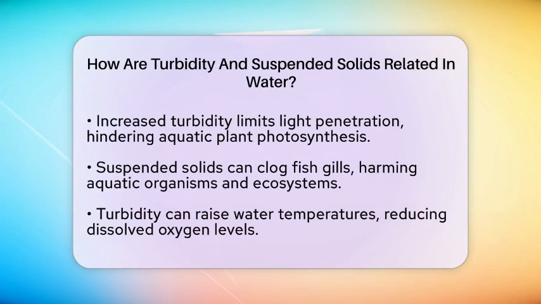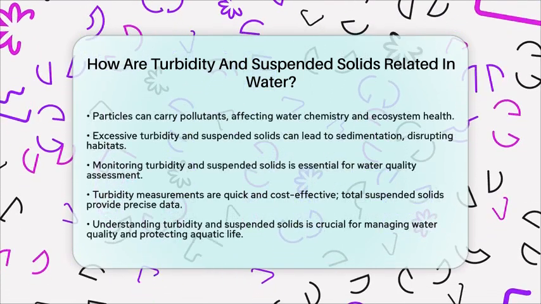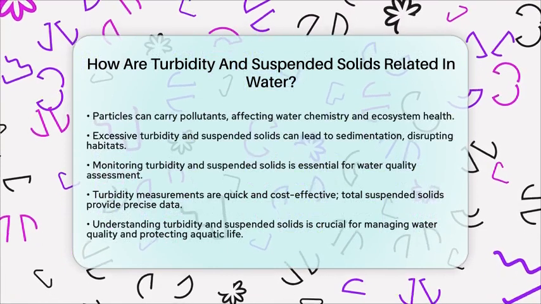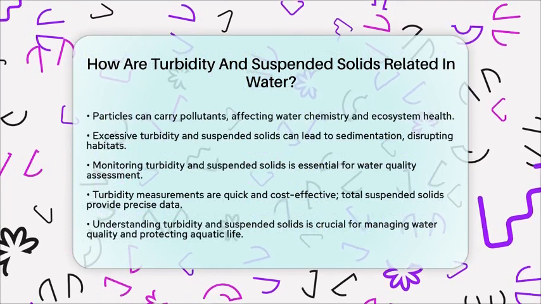Turbidity can also raise water temperatures by absorbing more sunlight, which can lower the levels of dissolved oxygen that aquatic life needs to survive. Moreover, these particles can carry pollutants on their surfaces, affecting the water chemistry and overall health of the ecosystem. Excessive turbidity and suspended solids can lead to sedimentation, where particles settle on the bottom and disrupt habitats.